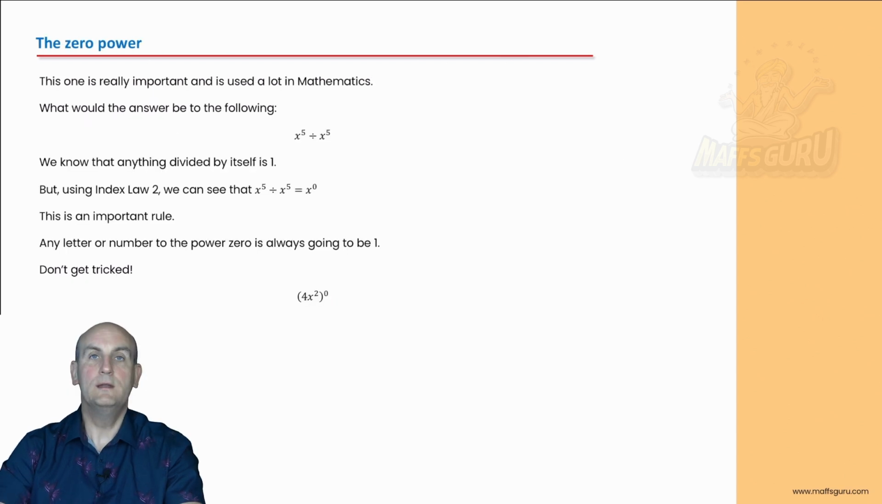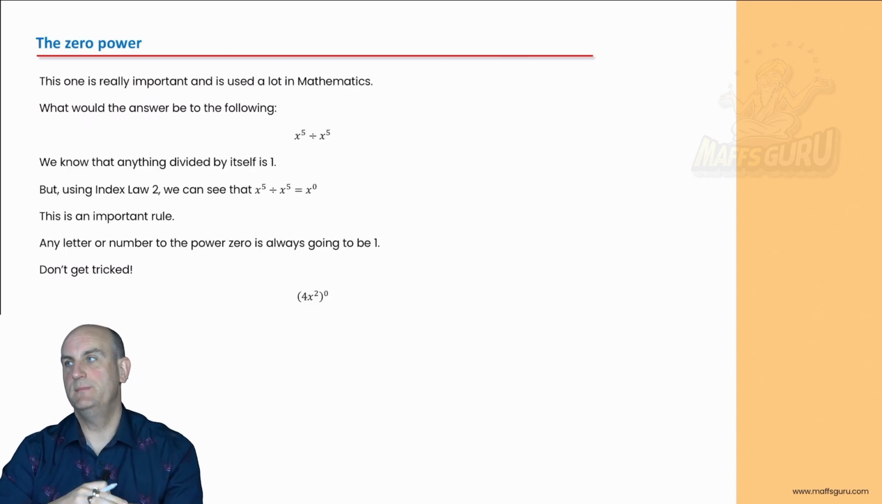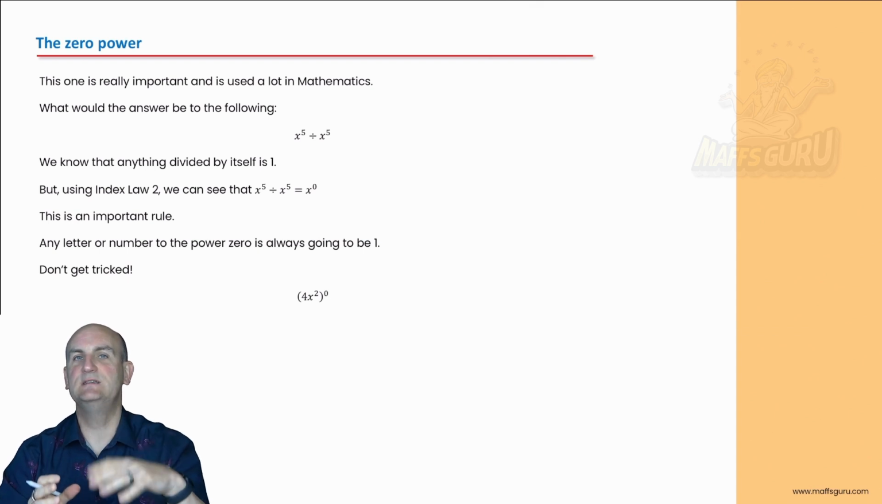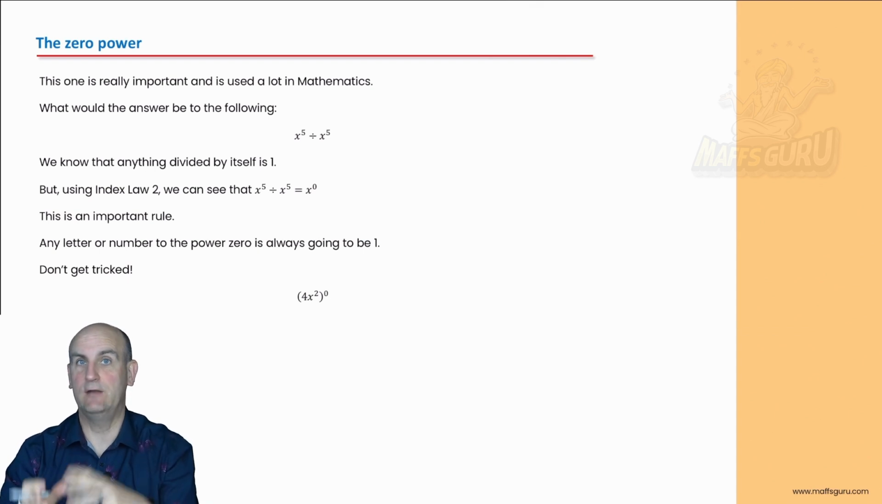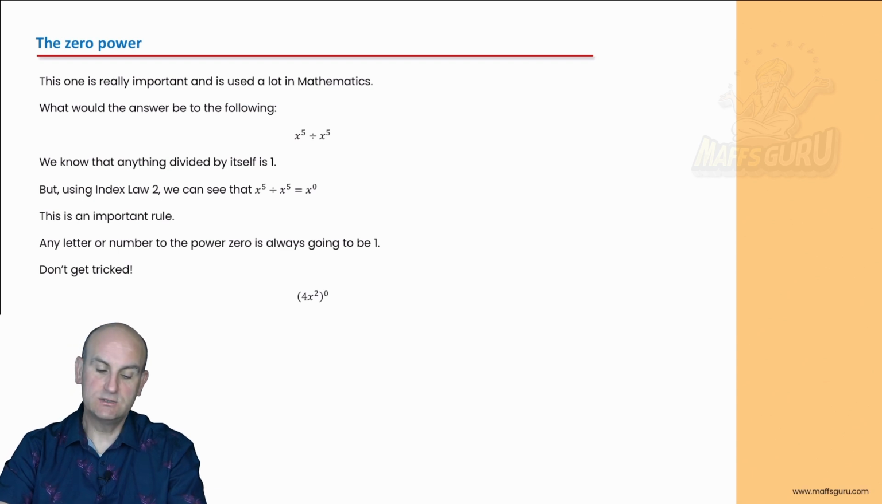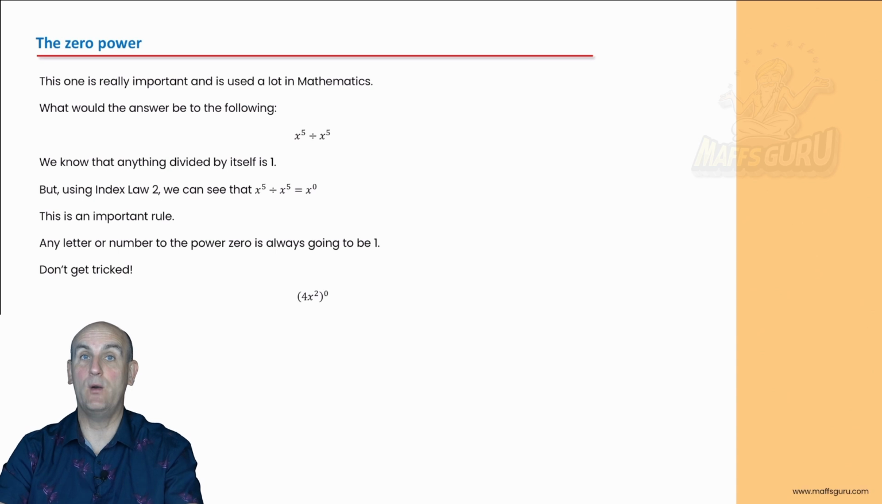Tricky! Now, I'll deal more with that one in a later video, but it's important to know that negative powers have a meaning, and a really important meaning at that. So this is really important and used in a lot of mathematics, the 0 power rule. Anything to the power of 0 is 1. And let's just work out why.